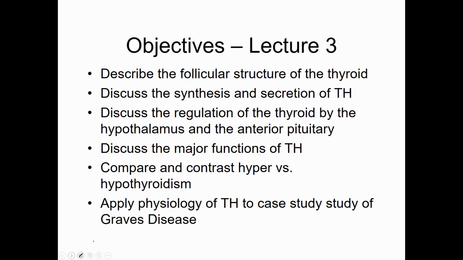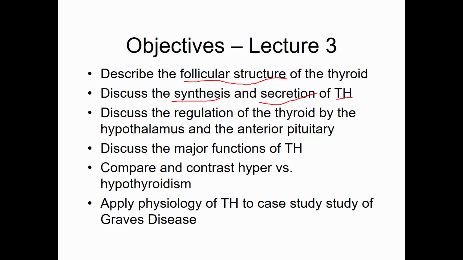So here are our learning objectives, and first of all we need to talk about a little bit of anatomy. The thyroid gland has what's called a follicular structure. So there are little balls of cells, and inside the sphere of cells is this sort of jelly-like substance, and that's actually the thyroid hormone. And so we want to discuss how thyroid hormone is synthesized and how it's secreted.